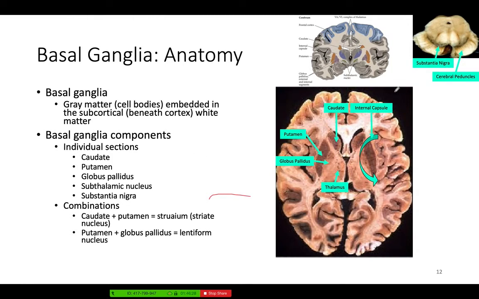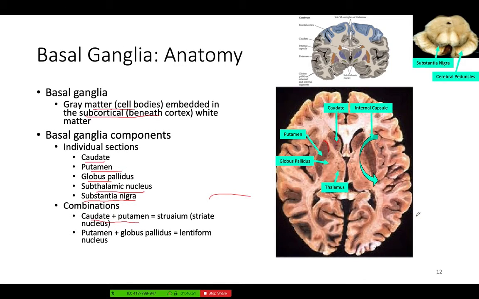So if we take a look at our basal ganglia, you can see some of our gray matter embedded with white matter. Components of our basal ganglia include the caudate, which you can see here on the image. Here's our caudate. Putamen. Here's our putamen here. Globus pallidus, subthalamic nucleus, and our substantia nigra. Okay. We can combine some of these.